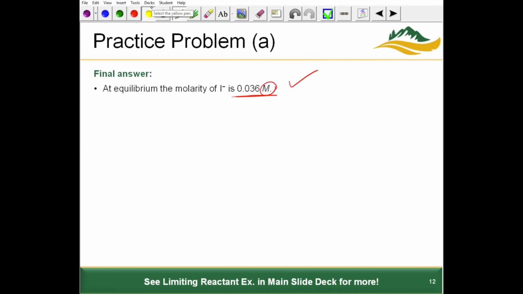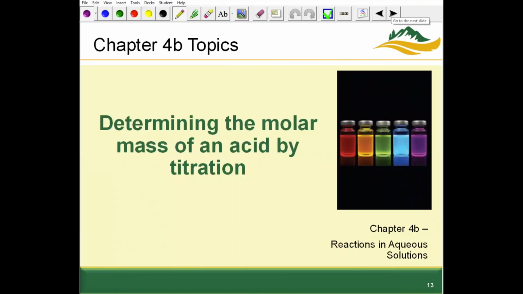There are some other practice problems in the main slide deck. And let me know if you have any questions, as always, about limiting reactants, solubility, other matters that we've gone through in chapter 3 and 4 now. The next topic we're going to get into in chapter 4b is determining the molar mass of an acid by titration. So we talked more about acids and bases. We're going to talk more about titrations now, how we can determine the molar mass of an acid by titration. So let's talk more about titration, then we'll do a practice problem.